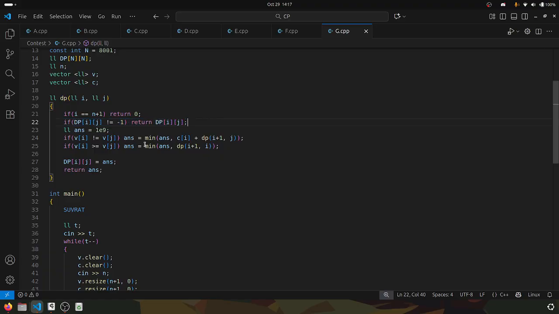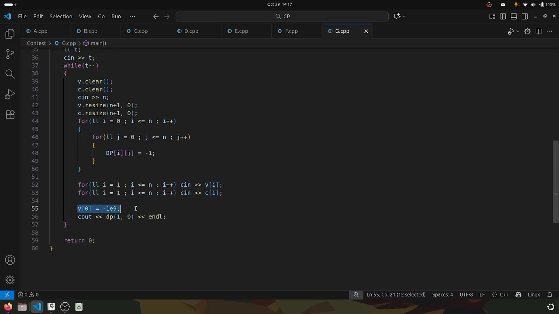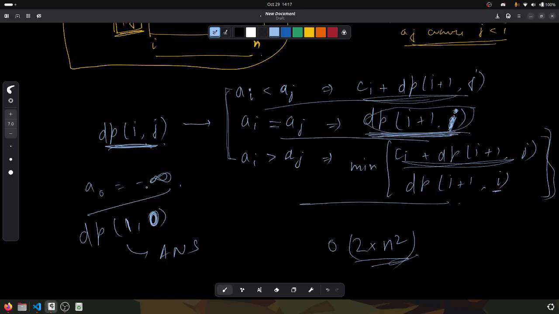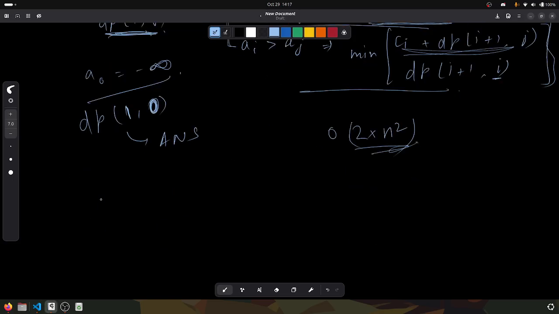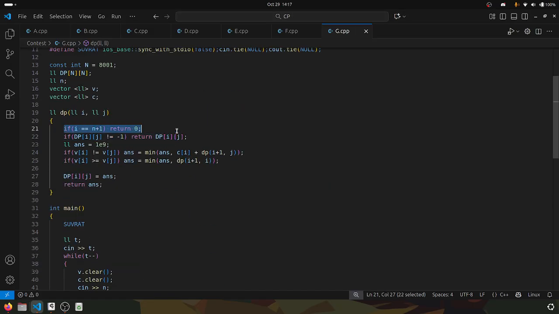And this line is for memoization. I'm taking the input vectors v and c, and I'm setting v0 as minus 1e9 and taking the input as 1 based. So dp of 1 comma 0 will be the answer, and the base case for this question would be dp of n plus 1 comma anything, which is simply 0, because I don't have any further elements left, so I don't need to perform any operations. This is the if i is equal to n plus 1 return 0. So that was the code for problem G.